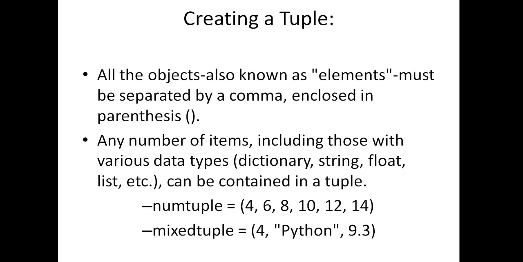Then look at the second one, mixed tuple. This is the name of the tuple; we have given the tuple the name mixed tuple. This tuple has 3 elements: 4, a string called Python, and a float, 9.3. So there are 3 different data types mixed in it: a string, a float, and an integer. We can also introduce another data type inside the tuple, like a list or dictionary, whatever it is. Let's see how it goes in the following examples.